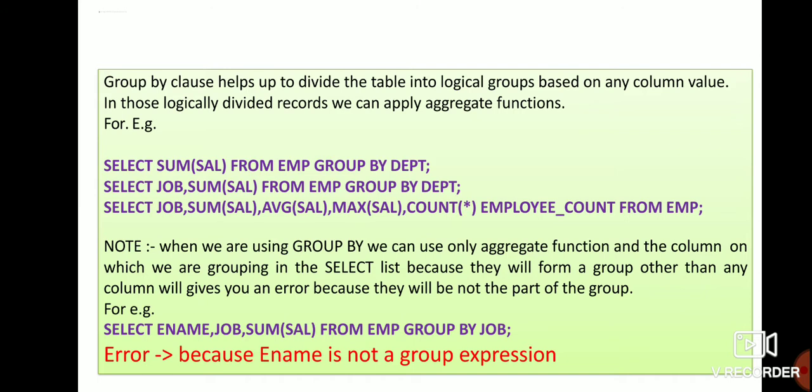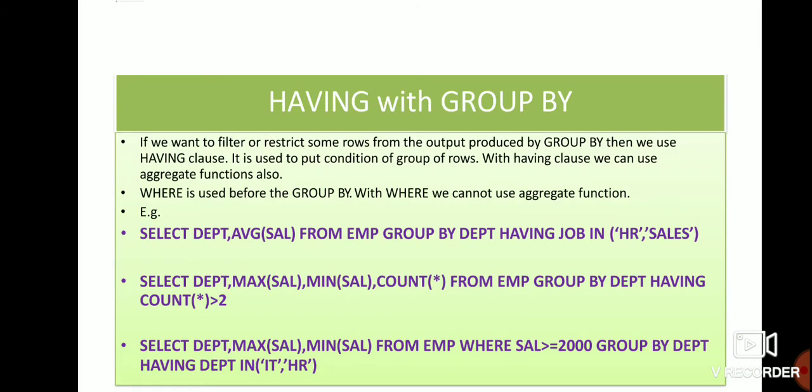Next is a note. When we are using group by, we can use only aggregate functions and the column on which we are grouping in the select list, because they will form a group. Any other columns will give an error because they will not be part of the group. For example, select e-name, job, sum of salary from employee group by job. What will the error be? The e-name is not in the group expression. Since it is not in the group, it will give us an error.